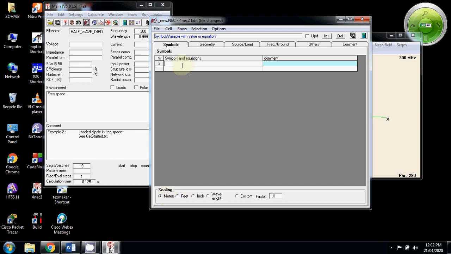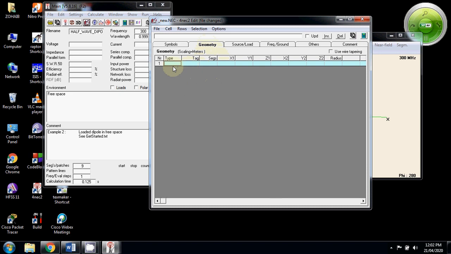Now the other dimension was the length of the dipole. The length of the dipole that we calculated was 0.47 meters. The last dimension that we need to put was diameter, so I'll put dia equals 0.01 meters. Now let's go to the geometry tab.